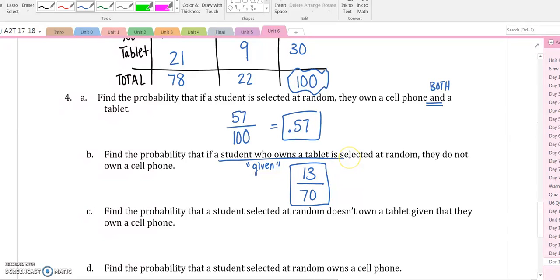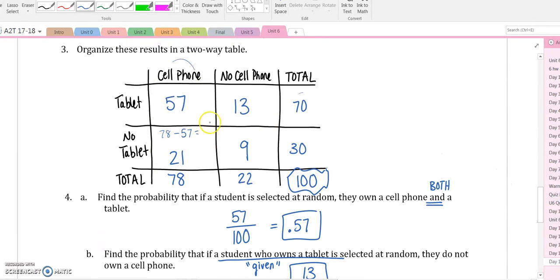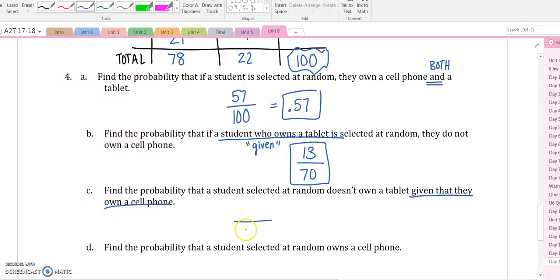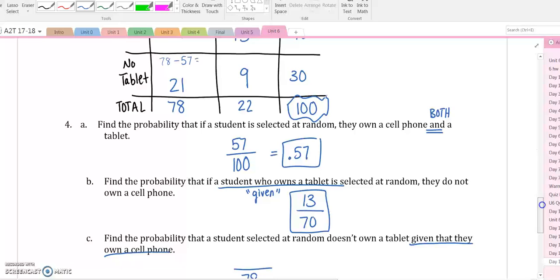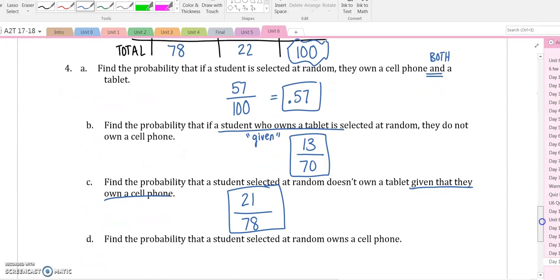All right, so with words, you just have to read it really carefully. For part C, find the probability a student selected at random doesn't own a tablet given that they own a cell phone. So again, we're being given information. So instead of out of the 100, I want only the people who own cell phones. And cell phones right here, that's 78. So I'd say out of 78. And then we want the probability that they don't own a tablet. So 21 of those don't own the tablet. And so that would be my fraction.